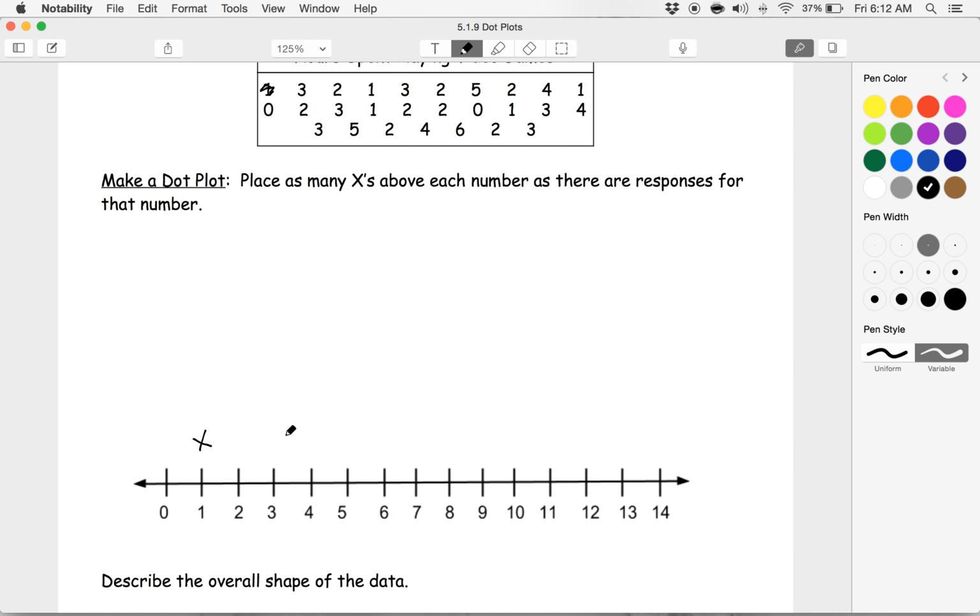Same thing, next number is 3, put an X above 3, cross out 3. Put an X above 2, cross out 2. Put another X above 1, cross out 1. Put another X above 3, cross out 3.